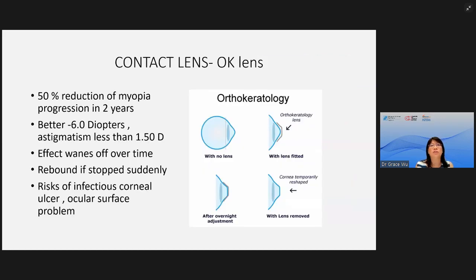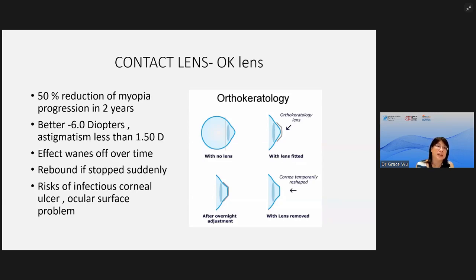Now, the next one I'm going to talk about is OK lens, or orthokeratology. This is actually prescribed by the high street optometrist. It reduces the progression of myopia by 50% in a 2-year study. It will be best for children who are older than 8 or 9 years old, who are mature, with a degree of less than 600 and an astigmatism of less than 150.